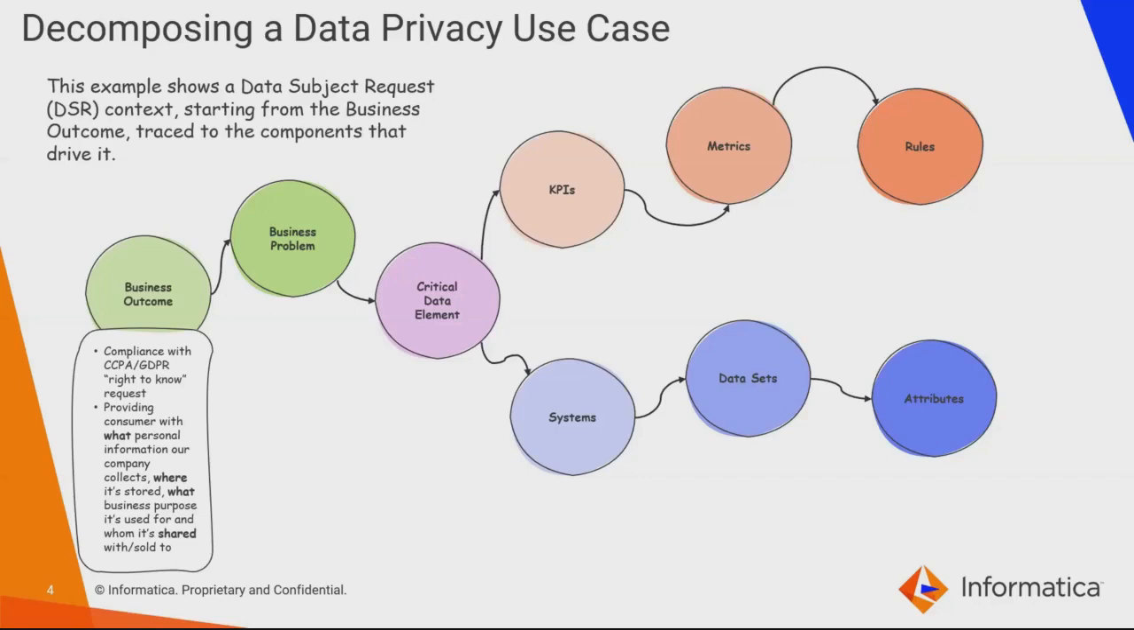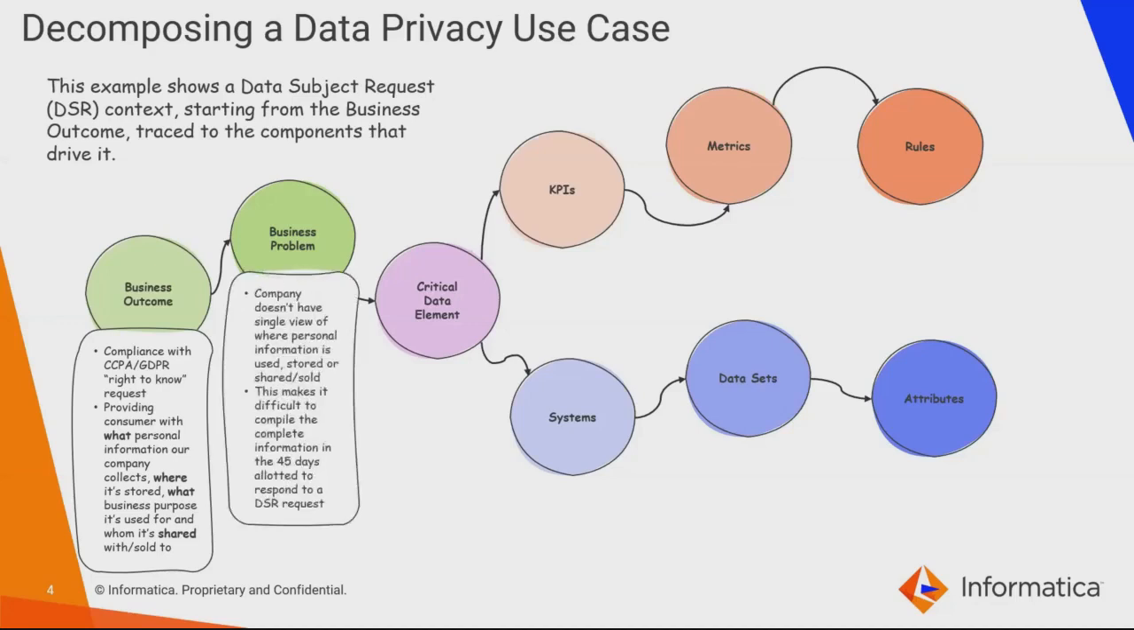What you have to do in these requests is provide the consumer with what personal information you have about them, where it's stored, what business purpose it's for, and also who it's been shared with or sold to. Because a lot of times you're looking at collecting personal information. If you're a retailer, you may share it with a marketing organization, et cetera. You have to be able to trace all of that.